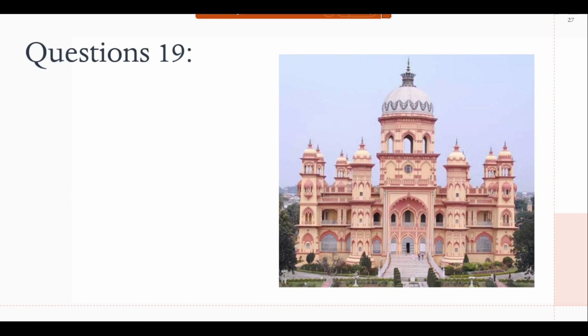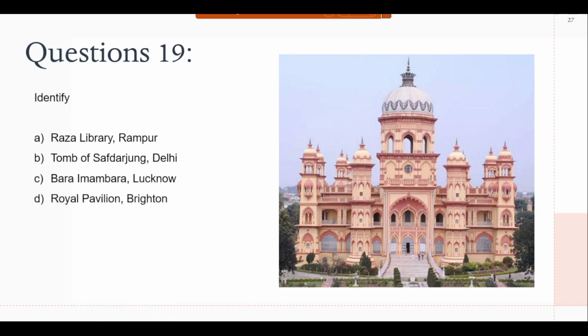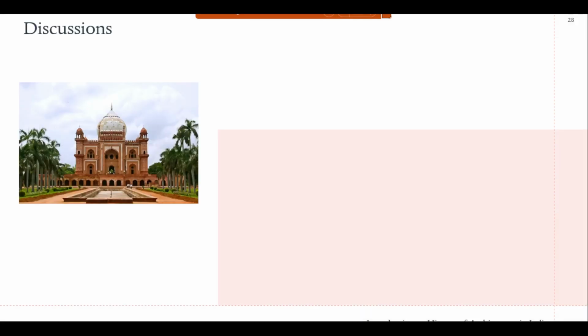Okay, coming to question number 19. Identify this structure. Raza Library. Yeah. We have the options: Raza Library of Rampur, Tomb of Safdarjung, Delhi, Barai Mambara, Lucknow, and Royal Pavilion, Brighton. You are telling Raza Library, right? Correct. The answer is Raza Library, Rampur.